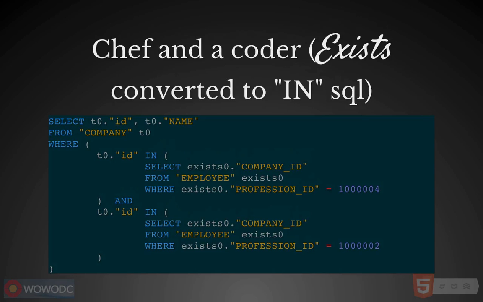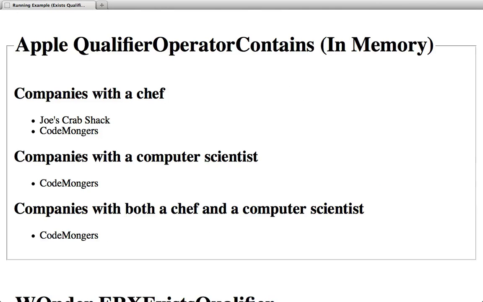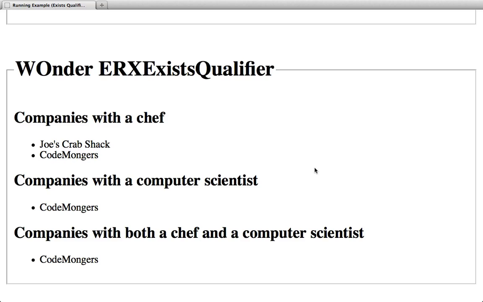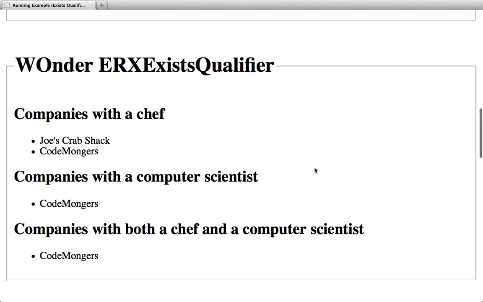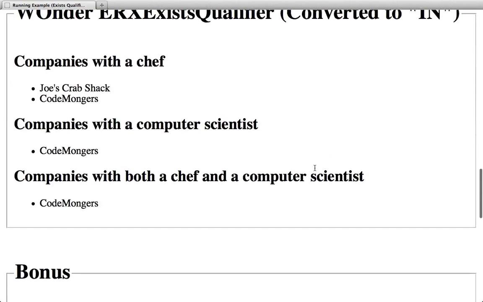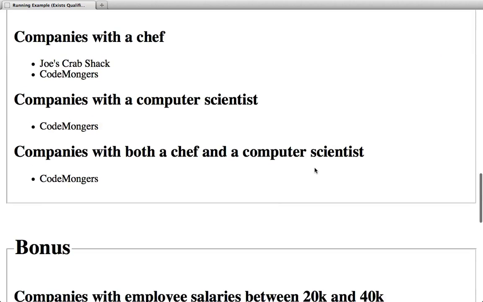All right? So, let me see. I have an example to show you. When I run the ERX exist qualifier, I get the same results from the database that I get in memory, as if I was doing it the Apple way. There's no surprises. I can use it either way. If I do it with an in clause where I convert it, I get the same results. Everything works.